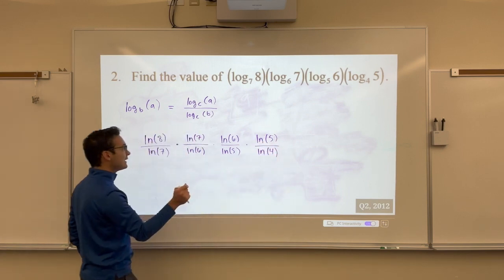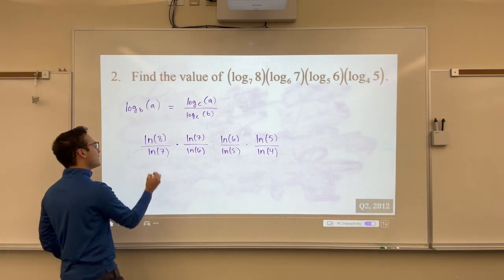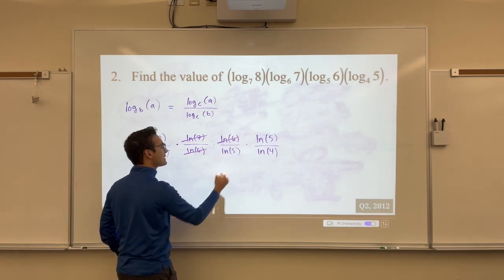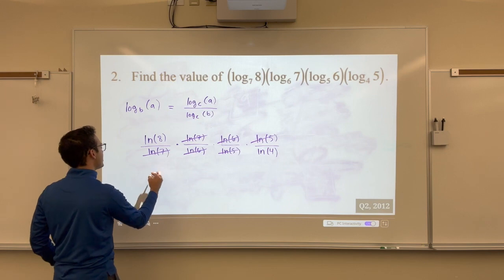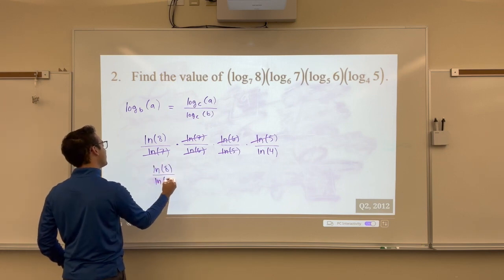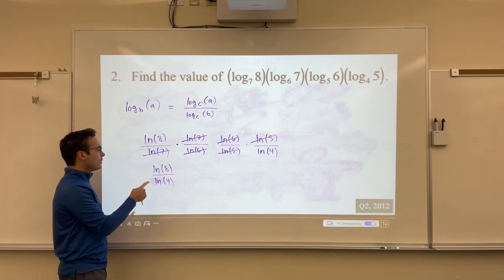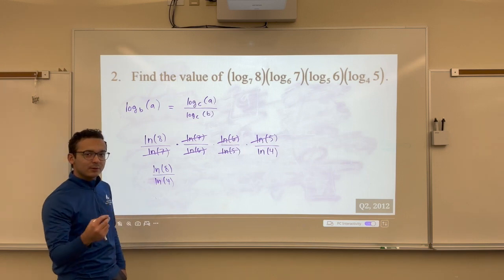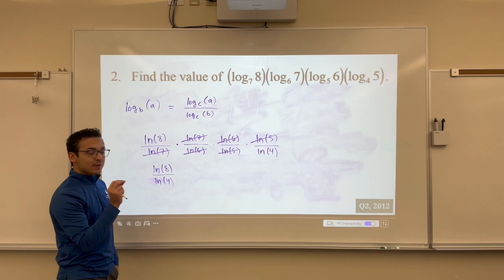Now, conveniently, we are able to cross out many of these terms. We can cross out ln7, ln7, ln6, ln6, and ln5, ln5, leaving us with the expression the natural log of 8 over the natural log of 4. But now looking at this, it's still not nice numbers, right? We can't evaluate the natural log of 8. That's not going to come out to a nice number. Well, you'd be right. Natural log of 8 doesn't come out to a nice number.